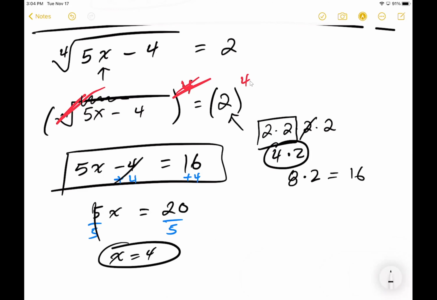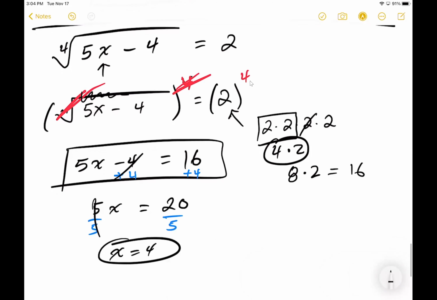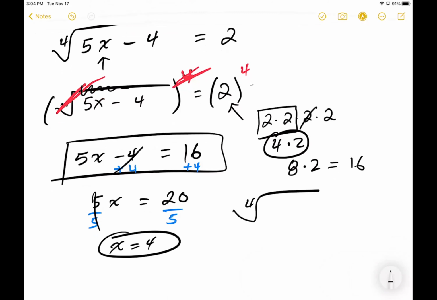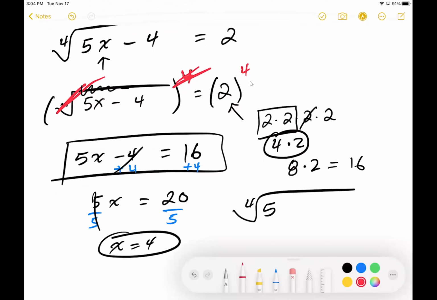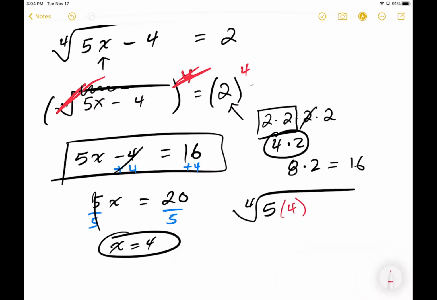If you're in doubt, we can check this out. If we plug this in, we have 5 times 4, that's my x, minus 4. What is 5 times 4? 5 times 4 is 20. And what is 20 minus 4? 20 minus 4 is 16.